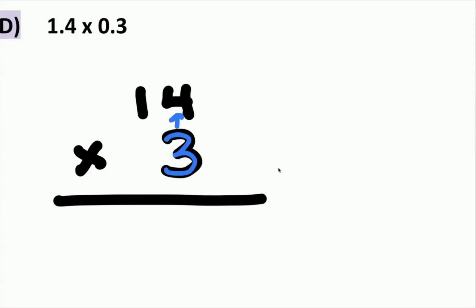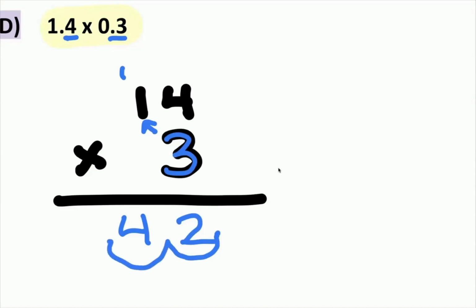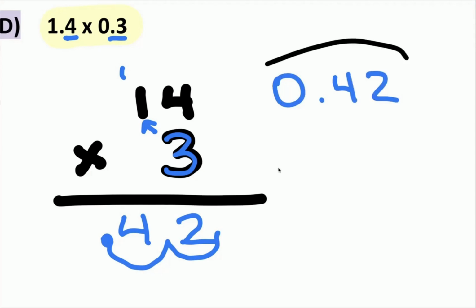So 3 times 4 is 12. Put the 2 there, carry the 1. And then 3 times 1 is 3, plus 1 is 4. Now we're almost done. We have to go back to our original problem and count how many numbers are after the decimal. There's 2, so we want to make sure our answer has 2 numbers after the decimal as well. 1, 2. Our answer is 42 hundredths.